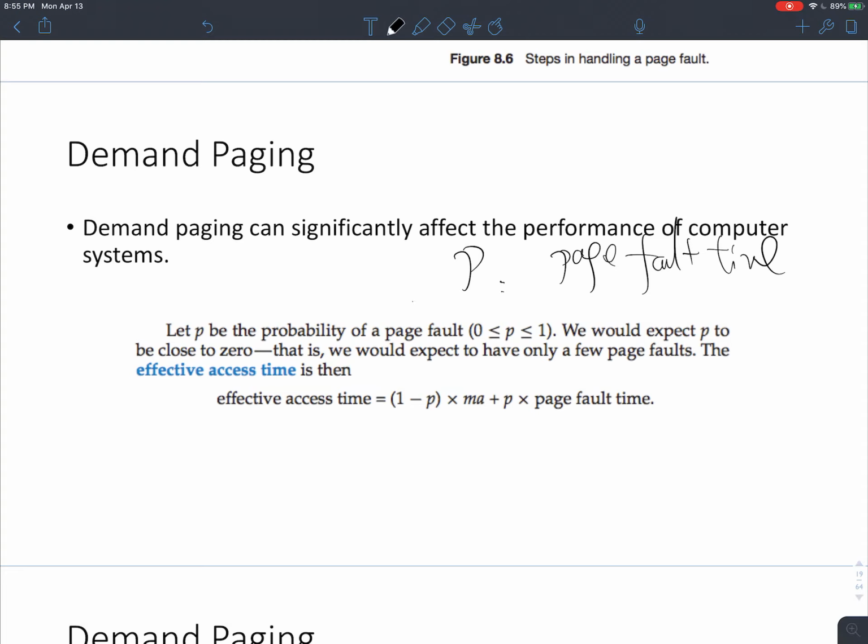With 1 minus p likelihood we don't get a page fault, so we just directly access the page from the physical memory. Then there is a time called MA, which is short for memory access time.